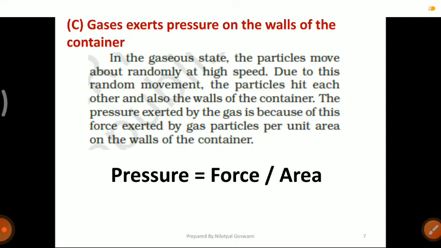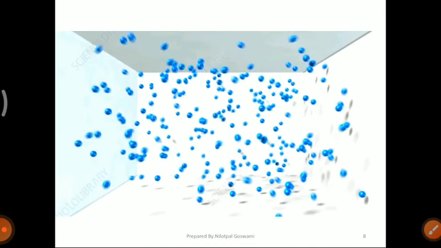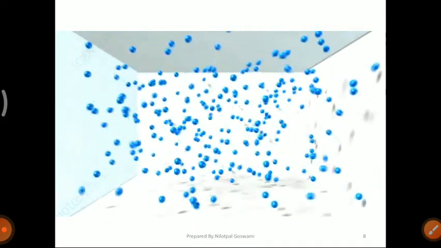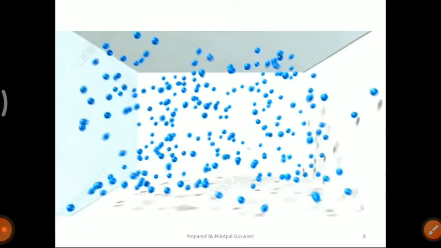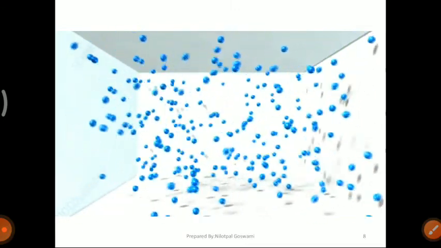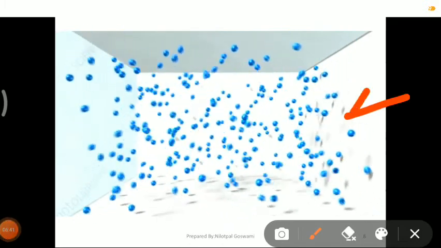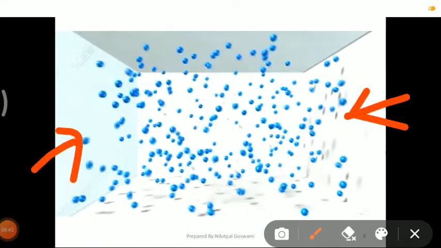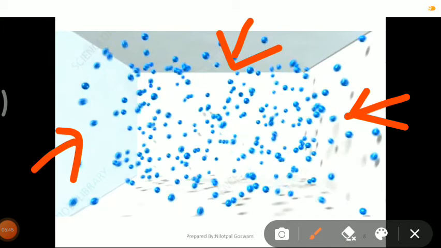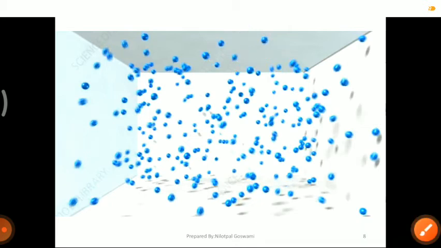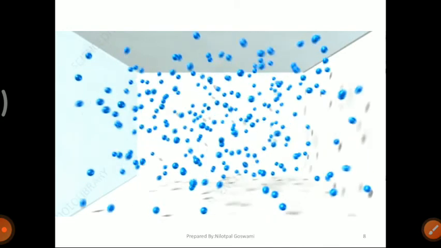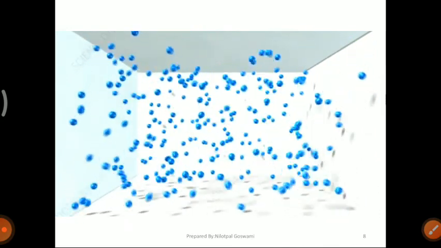This can be looked at again in this experiment. Here the blue dots represent the particles of the gases, and you can see they move randomly. There is no definite direction and they are moving at a very high speed. When they move at a very high speed, they strike the walls of the container, so they will exert a pressure on the wall of the container. So we say that gases exert pressure on the wall of the container.